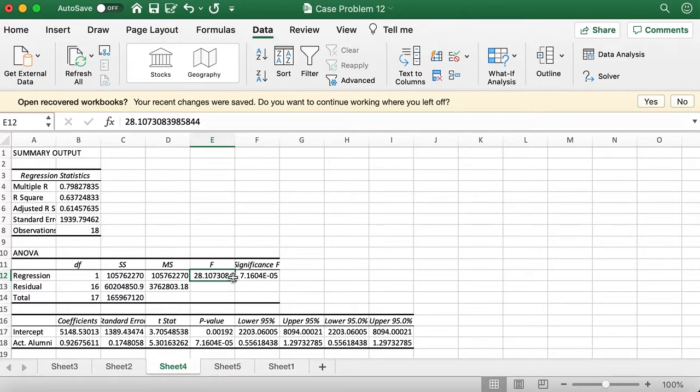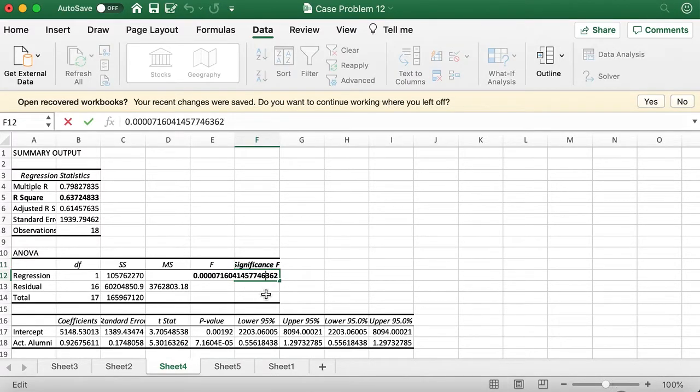The active alumni explaining the amount of sales. Whenever we look at this, we first look at the R-squared value, and it is very high in this case. We have a really good R-squared value, about 0.63. That is very good because it is close to 1. Now we can see the significance of our F. That is a very small value because it has an e in it. If you double click on that, you can see that it's 0.00007.